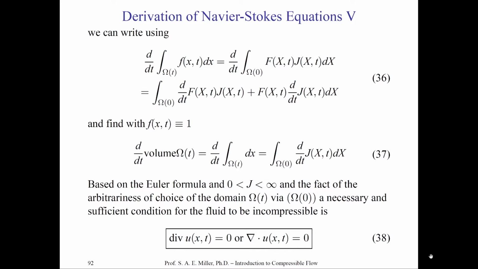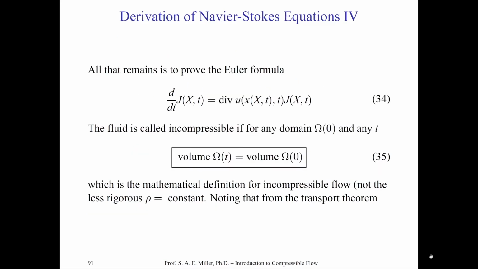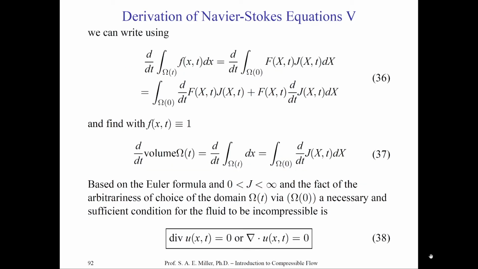And indeed, 38 is boxed because it's the equation, which is a mathematically less rigorous way of writing 35, which you applied in your previous classes. Since this class is called compressible flow, I would expect that you barely ever use or make this particular assumption. But now you know exactly where it came from in mathematical theory.